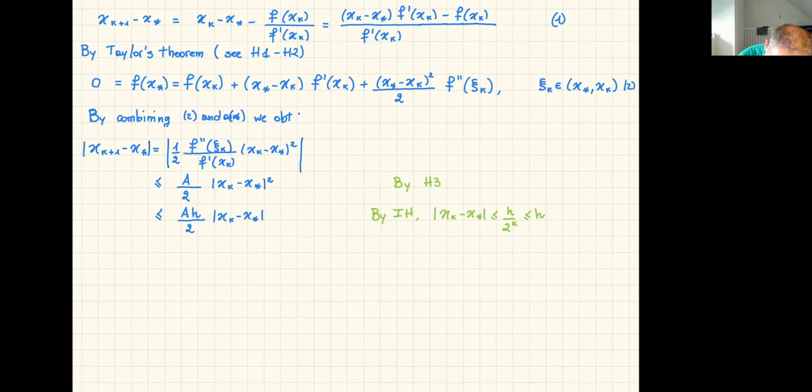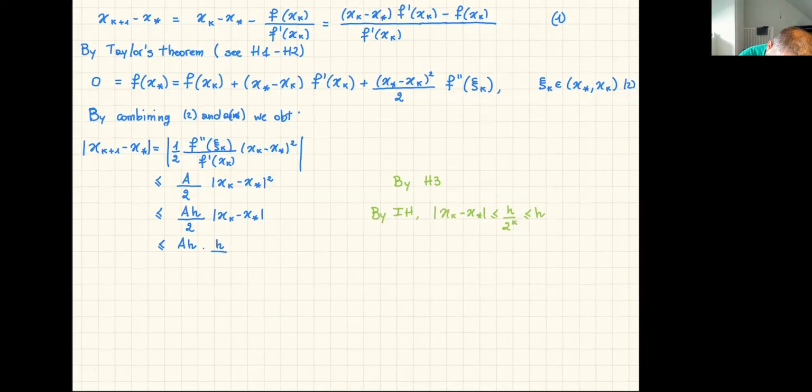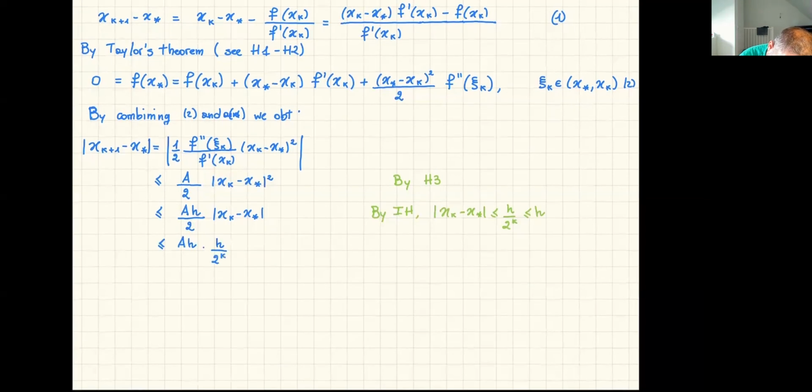Finally, I can use the induction hypothesis again, and write this down as times h over 2 to the k. There was a factor 2 here. Okay. So when I do that, I obtain partially what I want. And I have a factor that bothers me still.